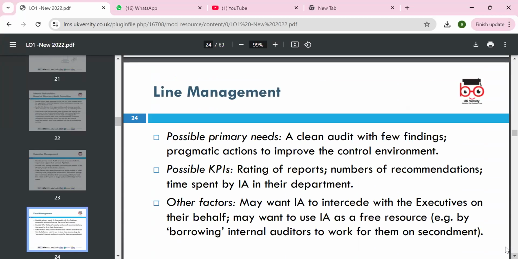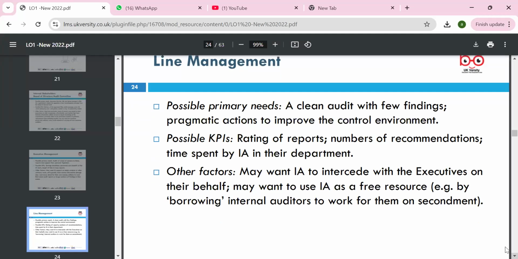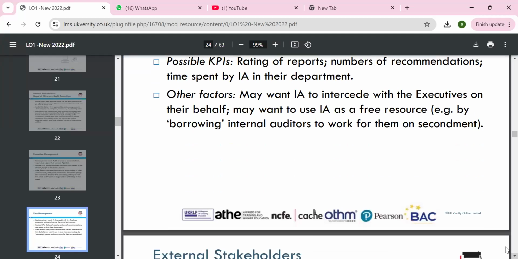Line management, really we need to look at the possible primary needs: a clean audit with few findings, programmatic action, improved control environment, rating of the reports, and the number of recommendations of internal audit in their department. Other factors may be that they want internal audit to increase with the executive on their behalf, and want to use free resource by borrowing internal auditors to work with them.